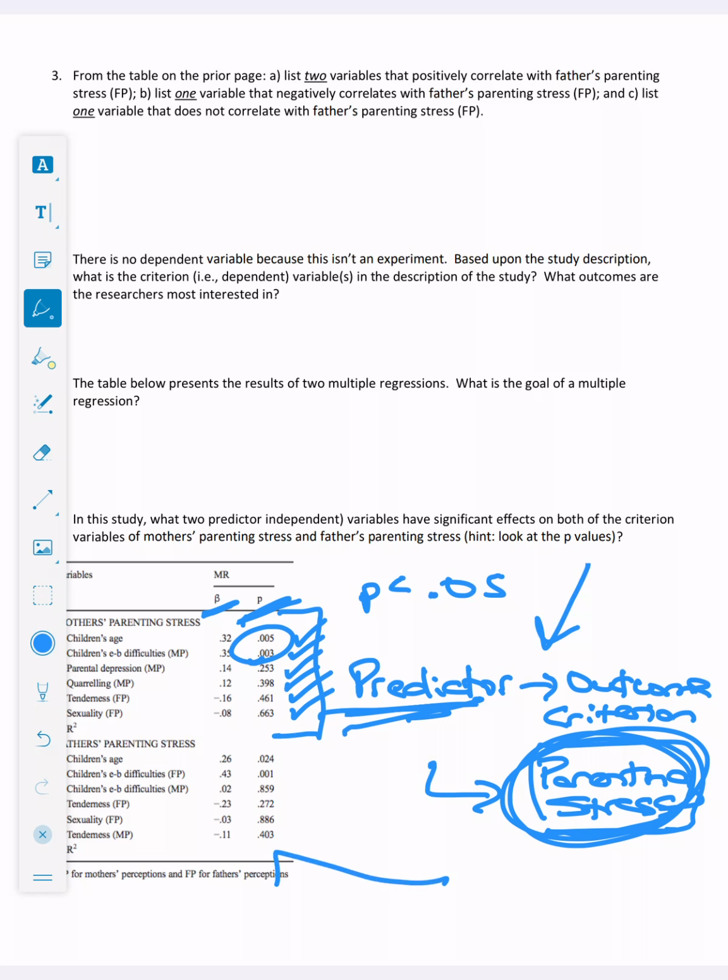I leave you to try to evaluate the father's parenting stress multiple regression. Once again, we're going to put in lots of predictors, and we're trying to predict the outcome, which is dad's parenting stress.